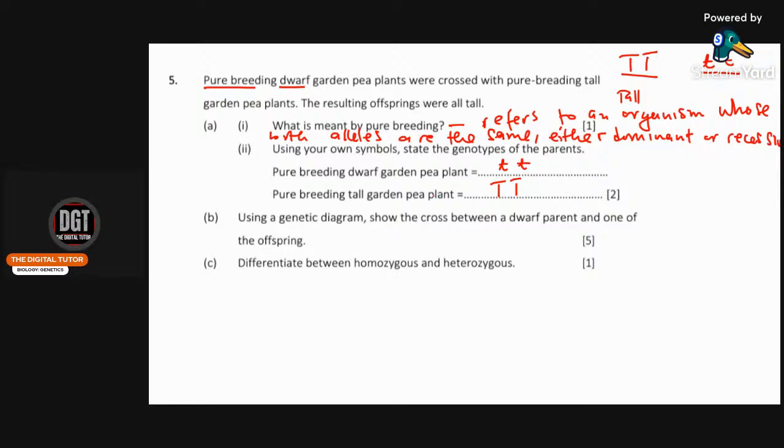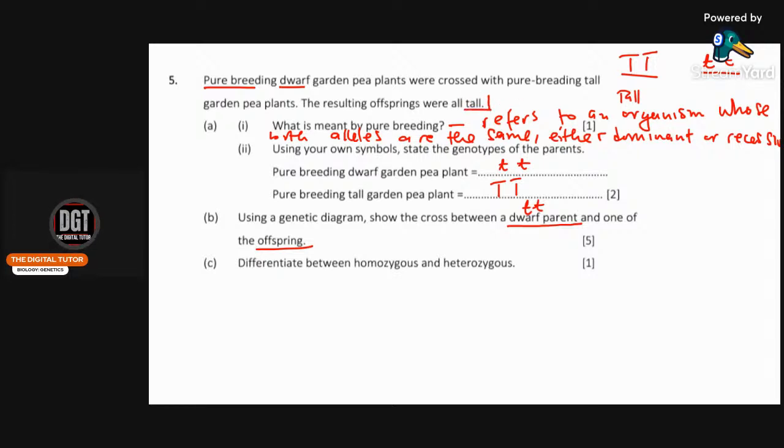Okay, so now we can move to question B. Using a genetic diagram, show the cross between the dwarf parents and one of the offspring. This is where you gain a lot of marks, using the genetic diagram. Now, which one is a dwarf parent? We use t as the letter for dwarf, so the dwarf parent is small tt. And one of the offspring: they are saying the resulting offspring were all tall.